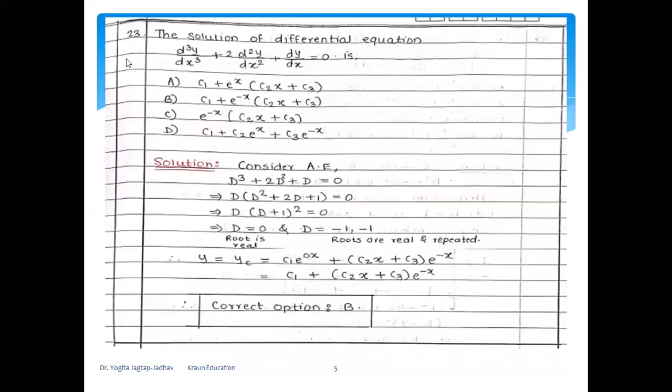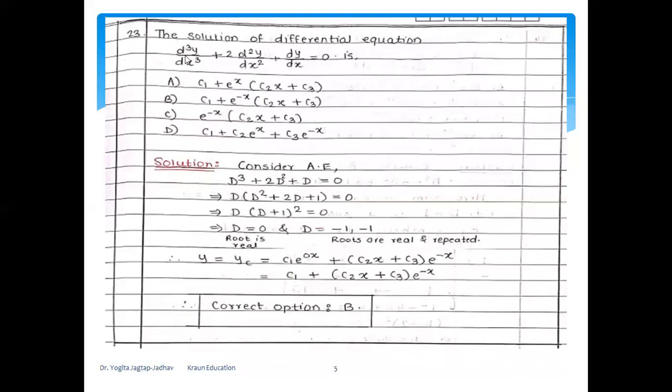Therefore, by considering case number 1 of the complementary function, we have y equal to yc equal to c1 e raised to minus x plus c2 e raised to minus 2x plus c3 e raised to 3x. Therefore, the correct option is D. Now look at the 23rd example.